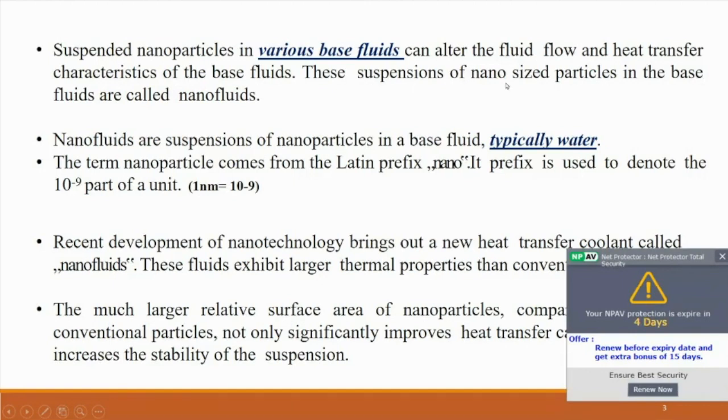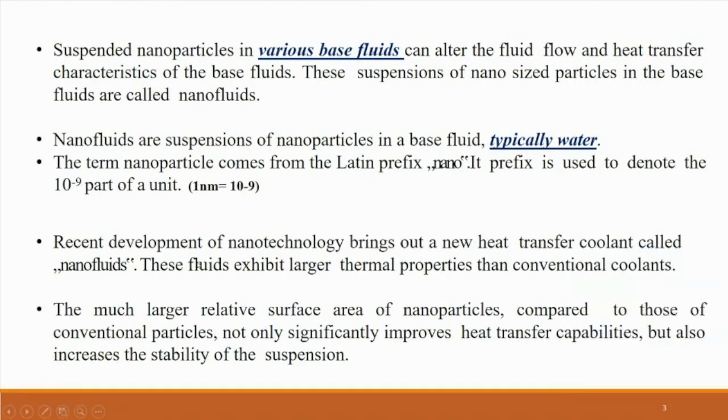This suspension of nano-sized particles in the base fluid is called nanofluid. Suspension means, as a typical example, if you mix anything in water, at first it does not mix with water, but if you blend it or do some processing it can merge. Later in my slides I will explain how nanoparticles or nanofluids are made. Nanofluids are suspensions of nanoparticles in base fluids, and the base fluid we select is typically water, and there are other examples too.